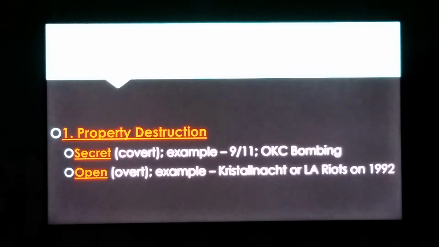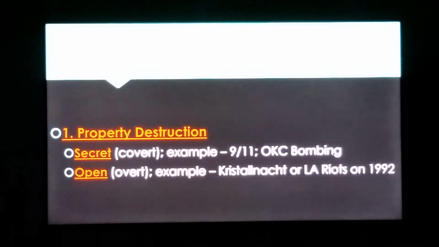There's secret or covert property destruction. So, 9/11 was a secret plan, right, to destroy the World Trade Centers as a symbol of American economic power, and then the Pentagon as a symbol of American military power, and then the attempt at the White House to hurt American political power, but that plane never got there. The Oklahoma City bombing obviously was a secret plan until the Murrah Federal Building exploded. So those are secret types.